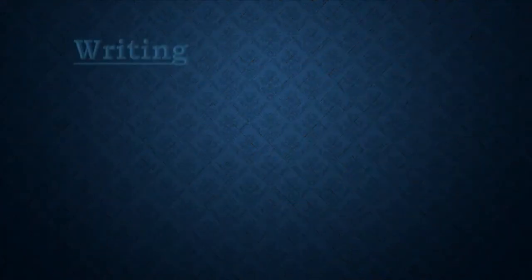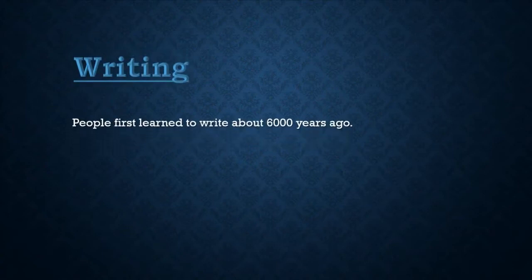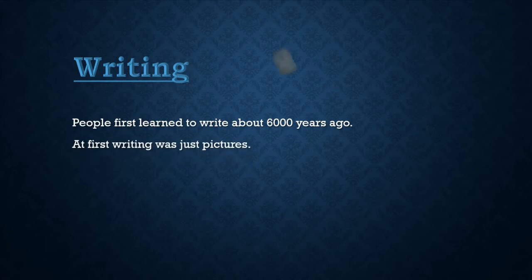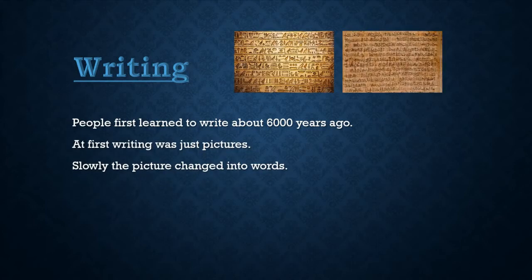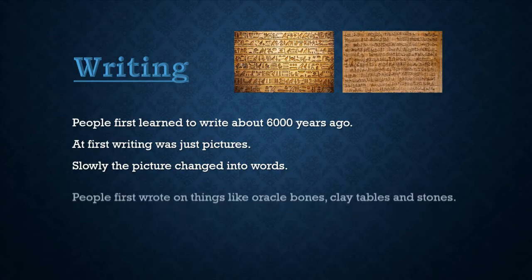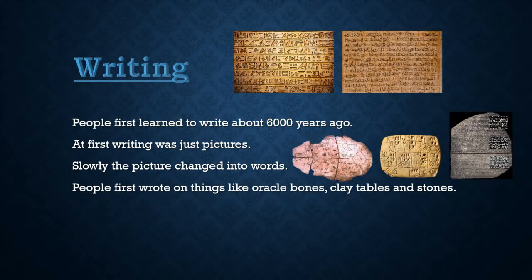What is writing? People first learned to write about 6,000 years ago. At first, writing was just pictures. Slowly, the pictures changed into words. People first wrote on things like oracle bones, clay tablets, and stones. Real paper was invented in China about AD 100.